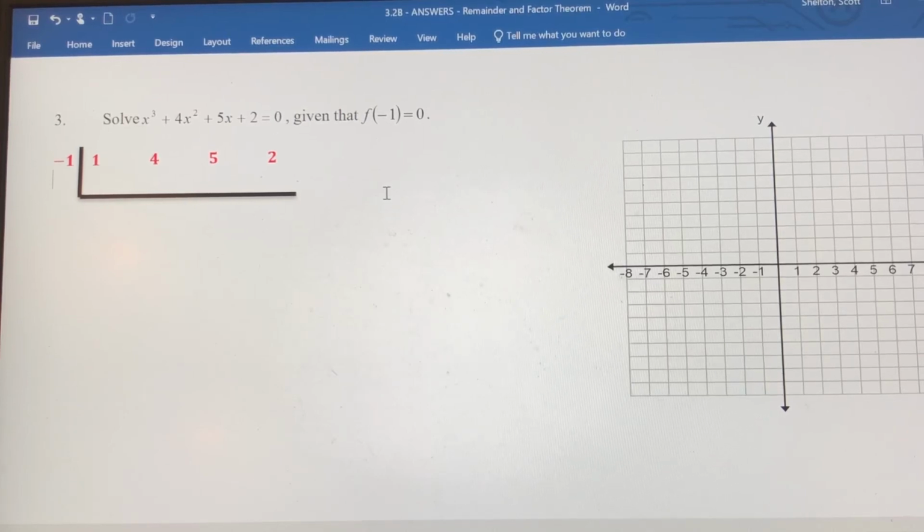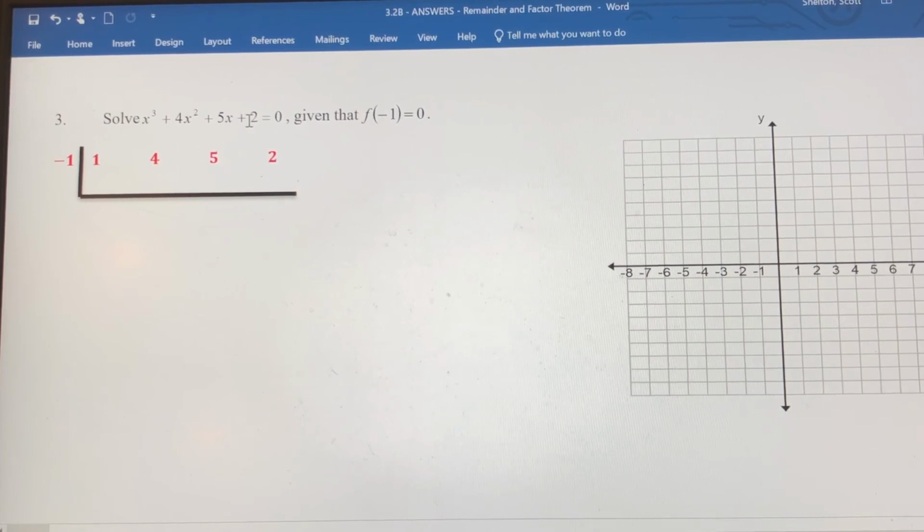So this is the second video on using the remainder and factor theorems to factor polynomial expressions. Notice we have to be given a zero in order to use this for now. In the very near future, I'm going to show you how to find potential factors, potential zeros in another way. So we know that -1 is a zero of this polynomial, x cubed plus 4x squared plus 5x plus 2.